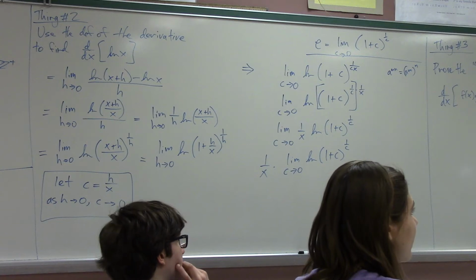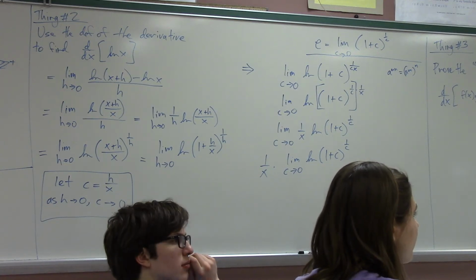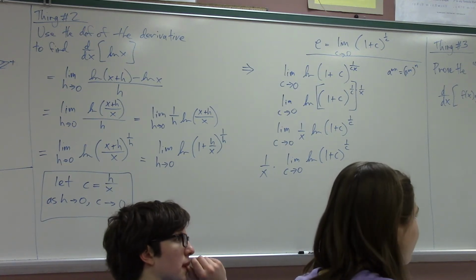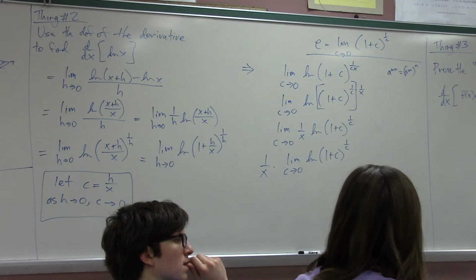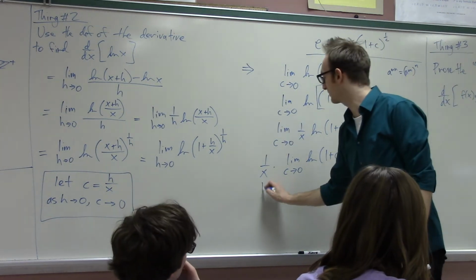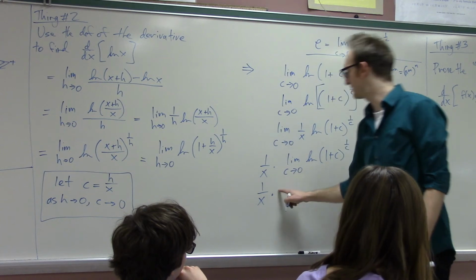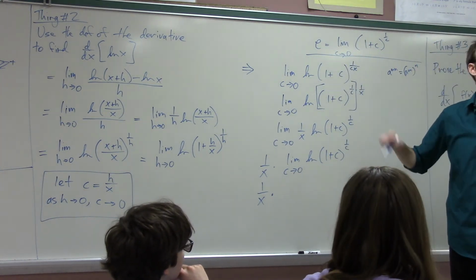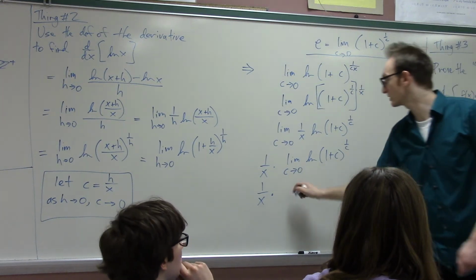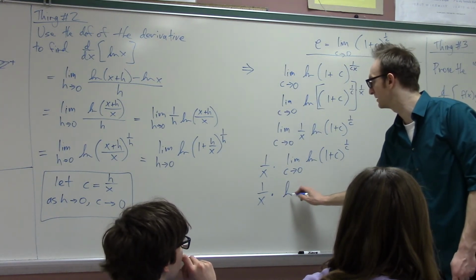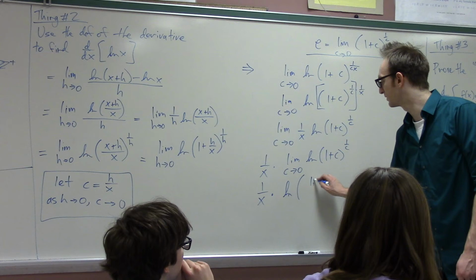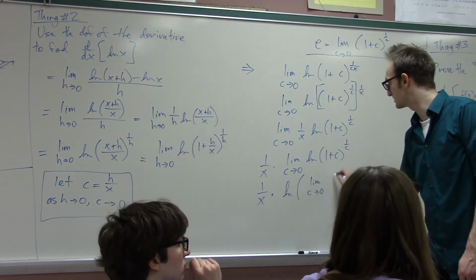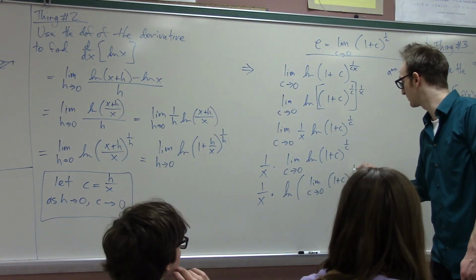Okay, now we're really, really close to being done. That's easy. Yeah, that's basically just ln e. And if you want to get a little bit more particular about it, there's a limit rule which says that the limit of the log of something is the log of the limit of the thing. So actually we can write this as the ln of the limit as c goes to 0 of (1 plus c) to the 1 over c.